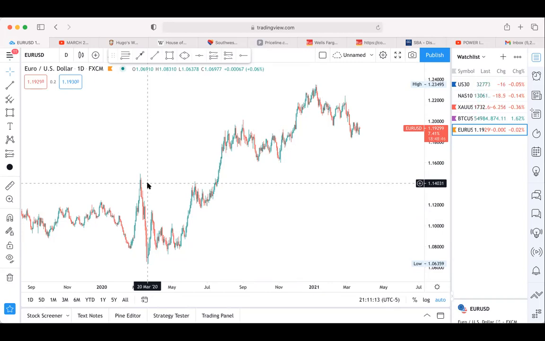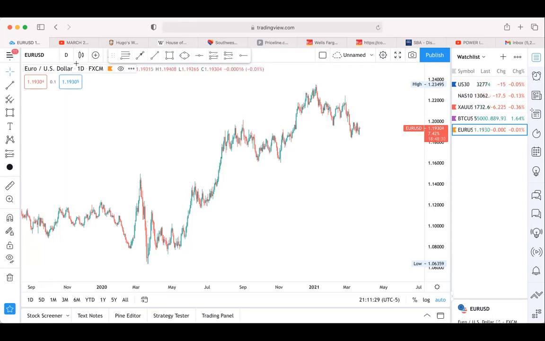For you to be able to trade Forex properly and be profitable, you must understand that this technical analysis in Forex is mandatory. Everybody needs it. So that's what we're going to be talking about today.